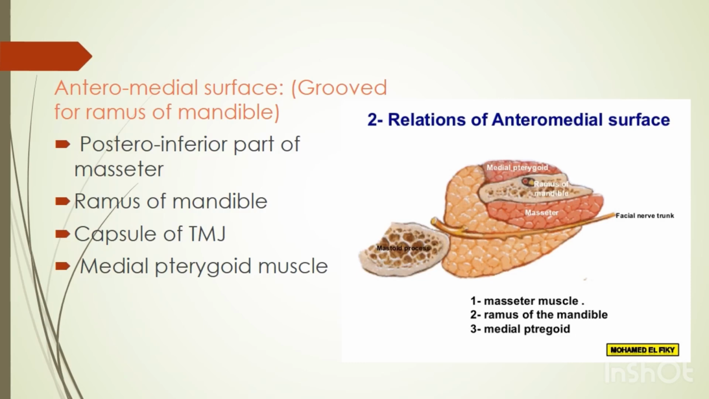Next, we'll go on to the anterior medial surface. This surface is grooved. As you can see here, this is the groove. It is grooved for the ramus of mandible. The ramus of mandible is directly related to the anterior medial surface. So the relations of anterior medial surface are the ramus of mandible and the two muscles related to the ramus of mandible, that is the masseter and medial pterygoid muscle. And capsule of temporomandibular joint also forms the relation of anterior medial surface.